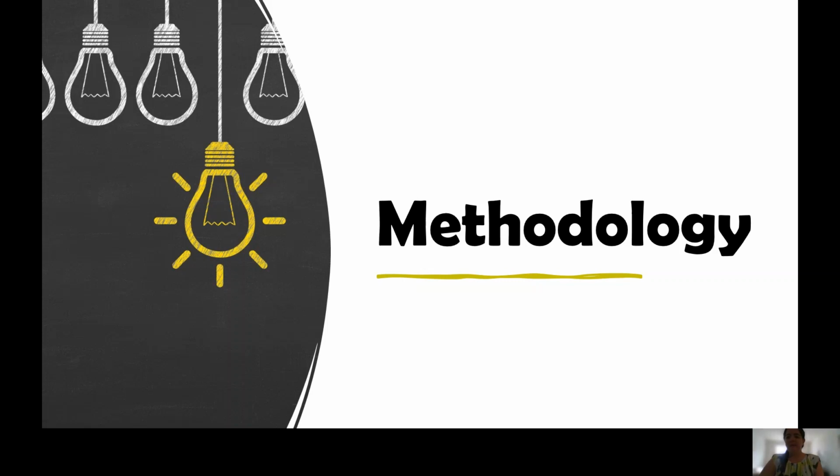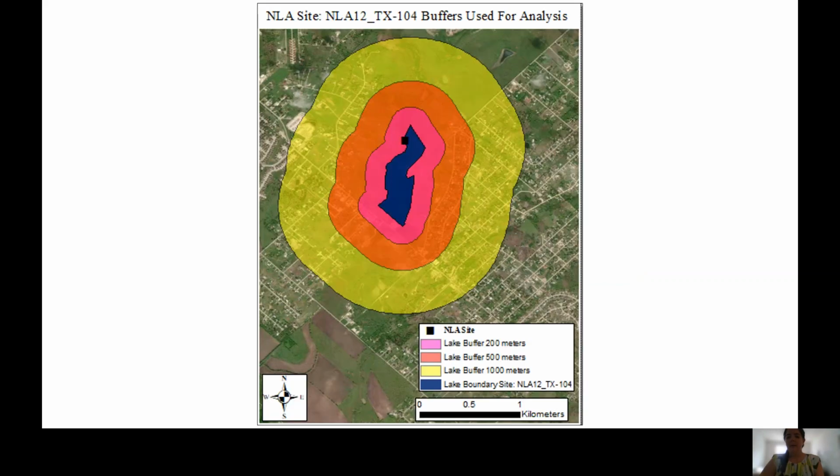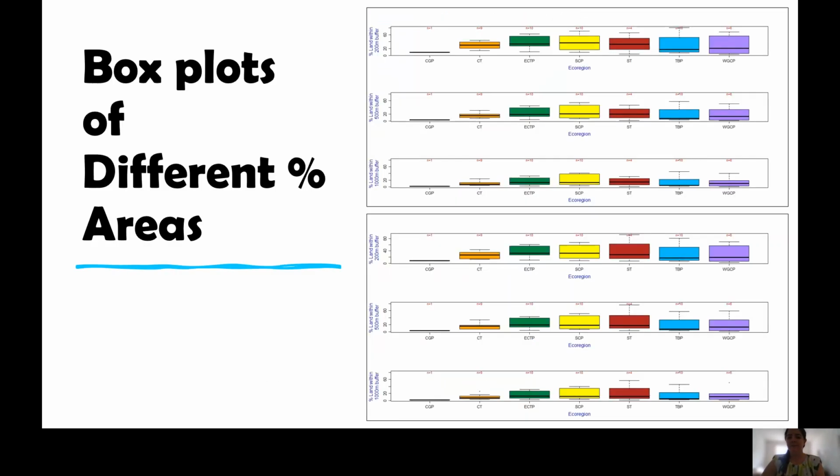First, I would like to discuss how the analysis was done. TCEQ gave us buffer data around all the NLA sites shown on the previous slide. There were 3 total buffers around the lake, including a 200, 500, and 1,000 meter buffer. This slide shows an example of the buffer zones being used to compare the land use analysis.